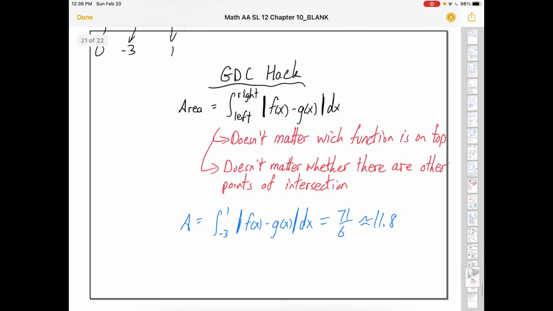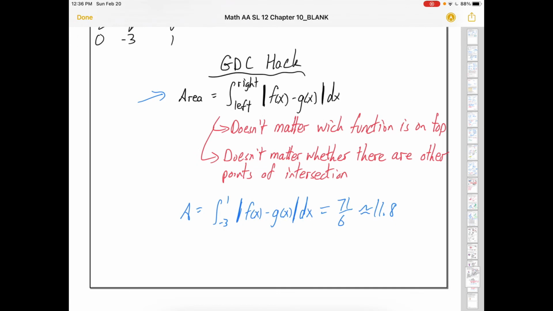So this whole absolute value trick is actually in your formula booklet, though I'm not sure it appears with the two functions.